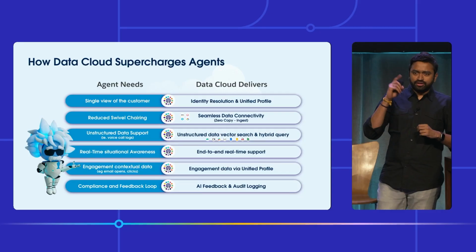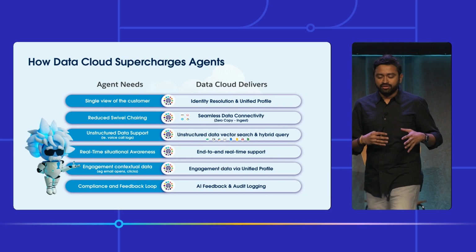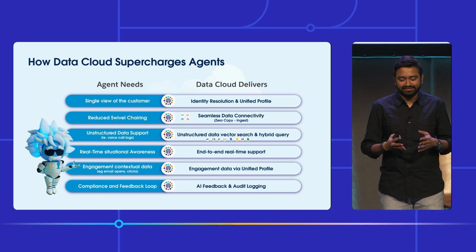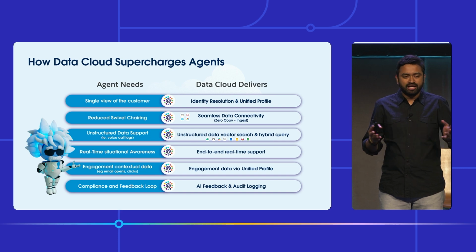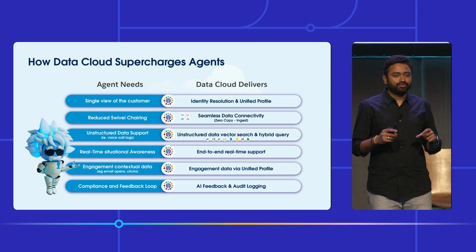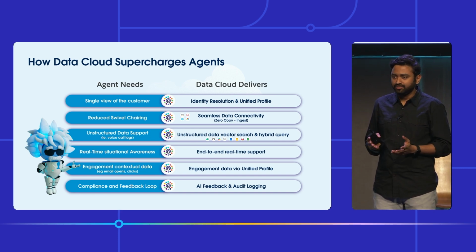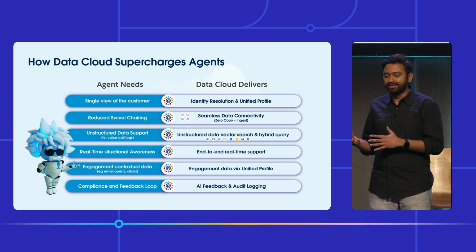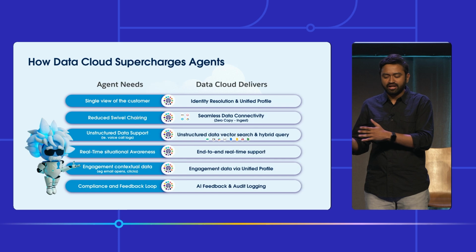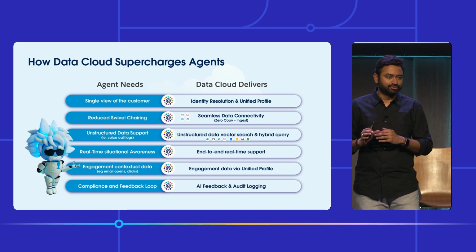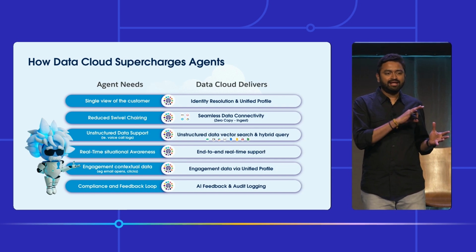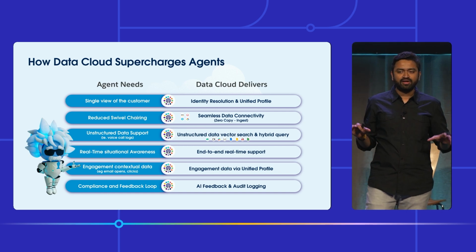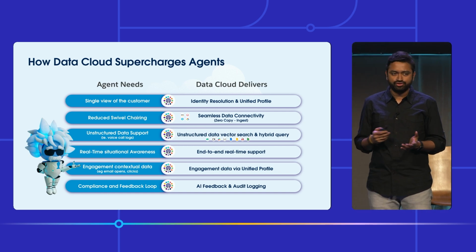Now, if you think of use cases of what agents need, on the left-hand side, you see a whole bunch of things that agents need. For example, real-time situational awareness. So when a user asks for something, let's say their order status, it needs real-time data. So how do you get that? Data Cloud is delivering that with the help of unified profiles and so on. So these key aspects of agents can be met with these features of Data Cloud. This is a very high-level overview that I wanted to show you.